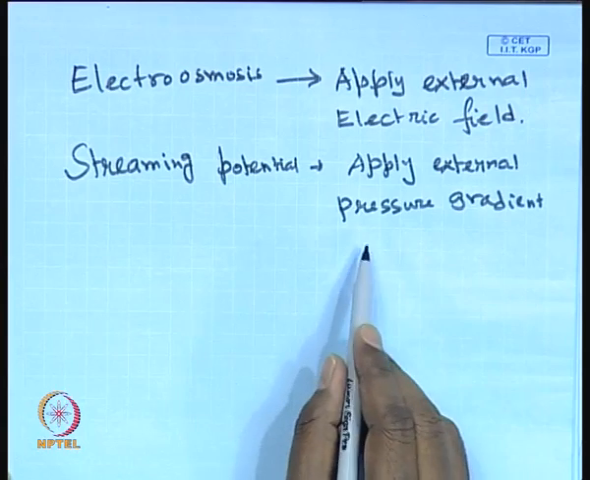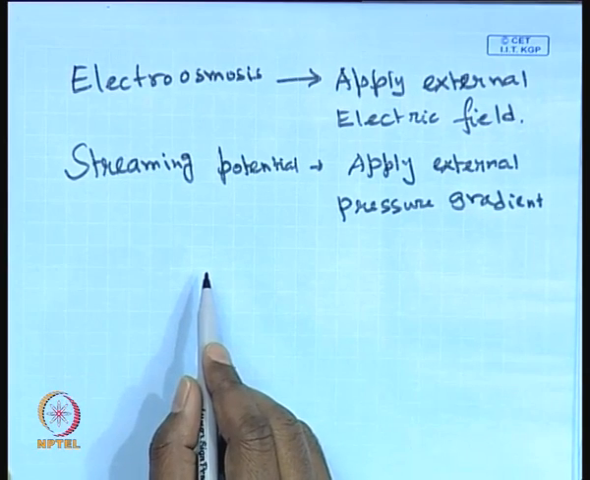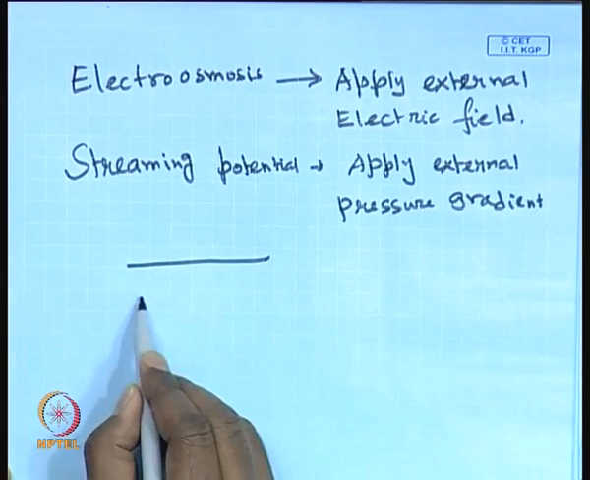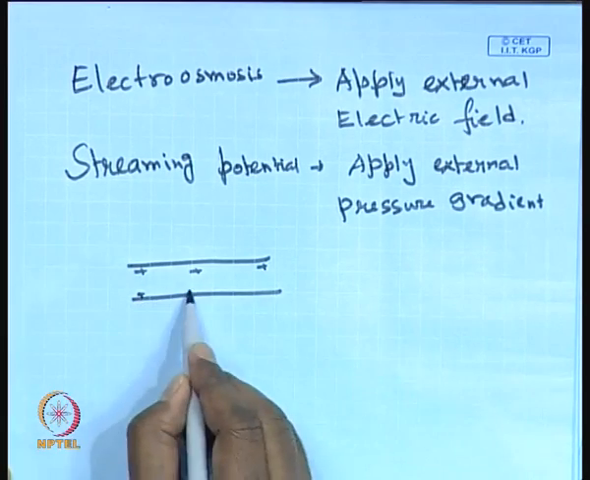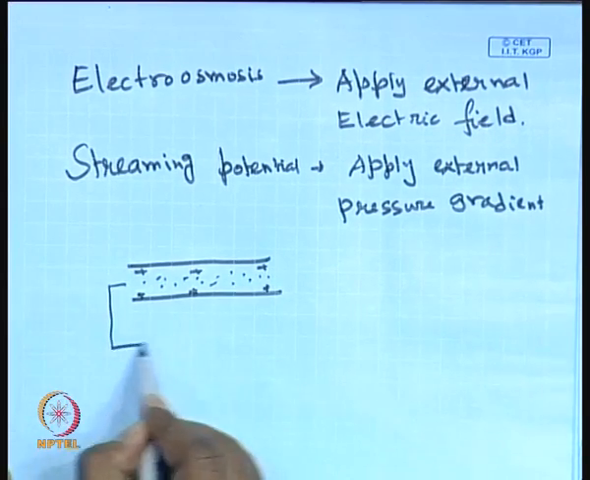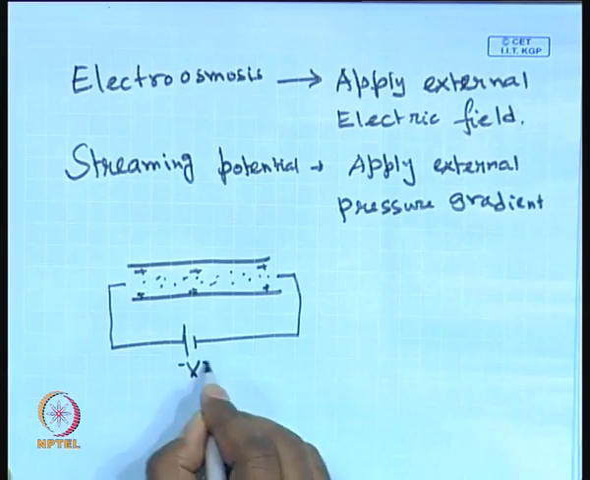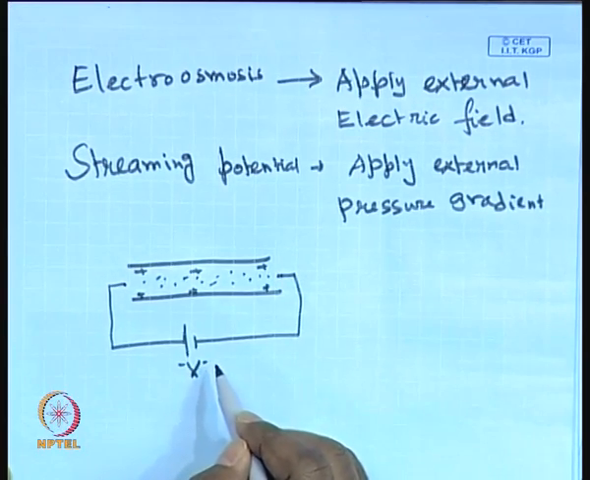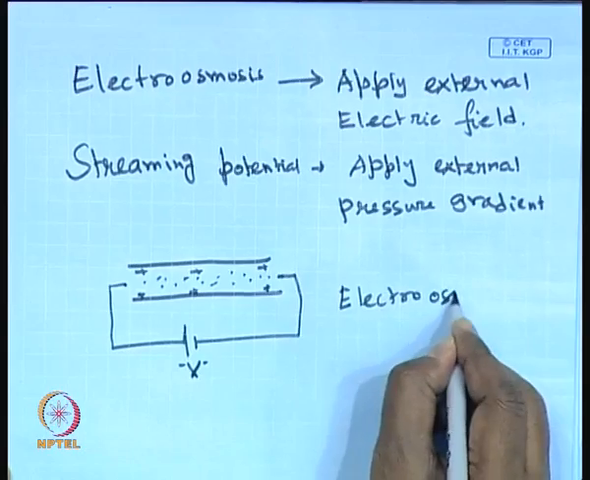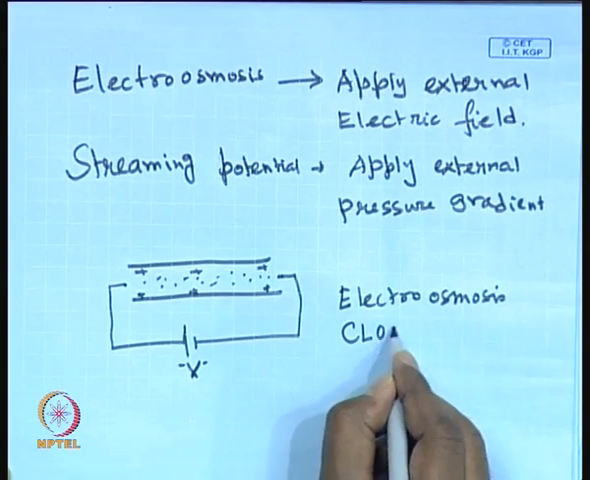How will you physically realize these two situations? That means the electric circuit is complete, or closed, in case of electroosmosis, and the electric circuit is open in case of streaming potential. If you have a channel or a tube where the walls are charged and it is filled up with electrolytic solution, this is the case of electroosmosis. You are applying an external electric field, that means both the two ends are connected to two different poles of a battery. So, this is the case of electroosmosis, where the circuit is closed. We are talking about a closed circuit.